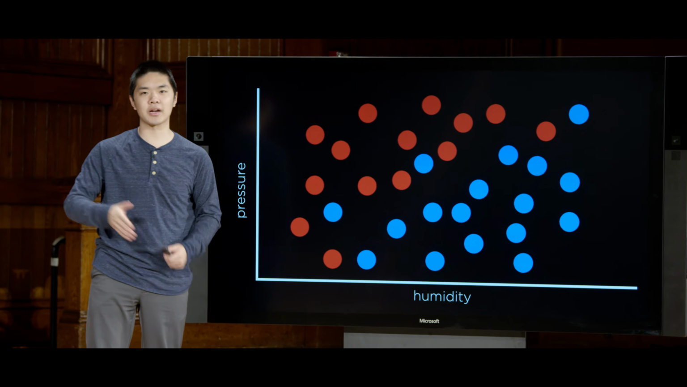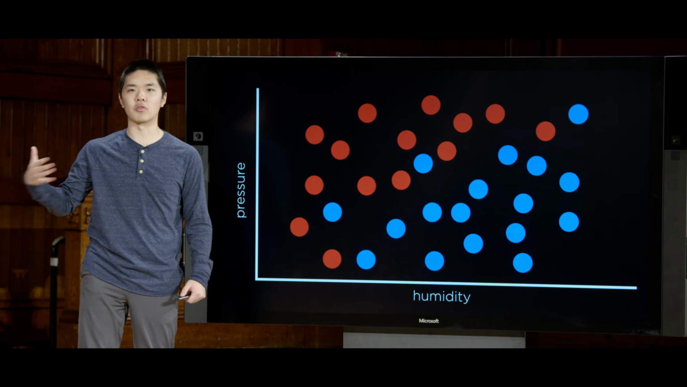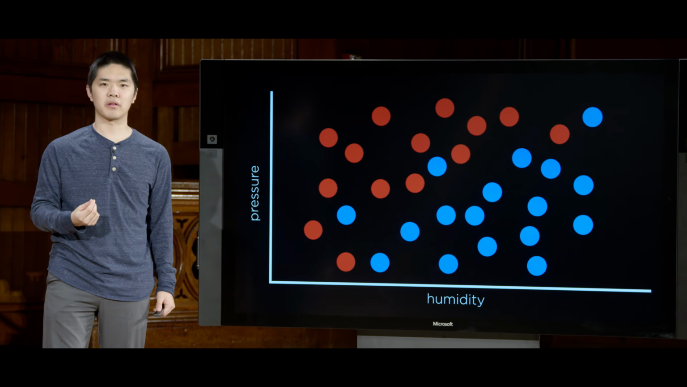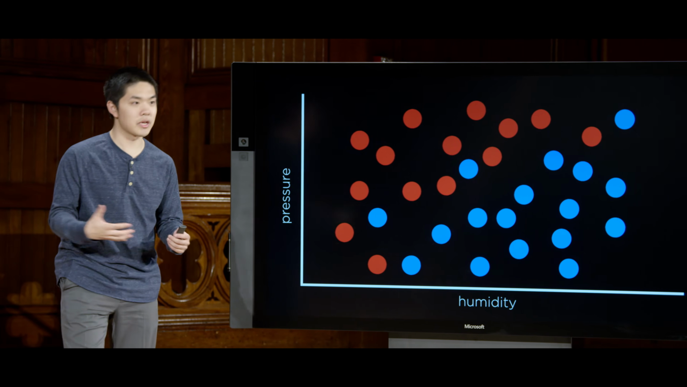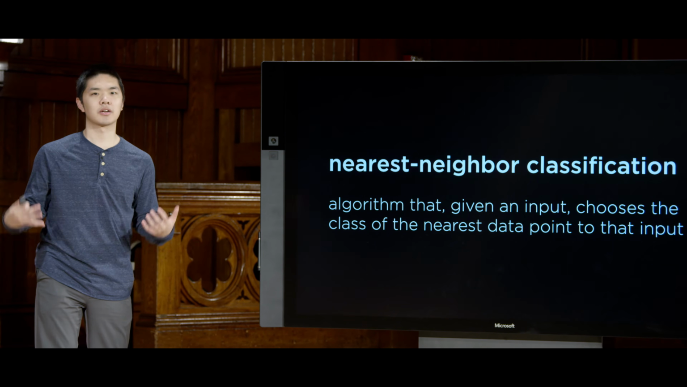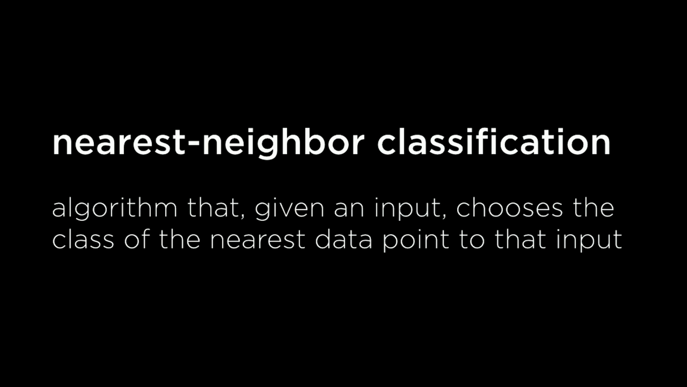It should fall into that category of, I think that day is going to be a rainy day based on that input. Might not be totally accurate, but it's a pretty good guess. And this type of algorithm is actually a very popular and common machine learning algorithm known as nearest neighbor classification. It's an algorithm for solving these classification type problems. And in nearest neighbor classification, it's going to perform this algorithm.